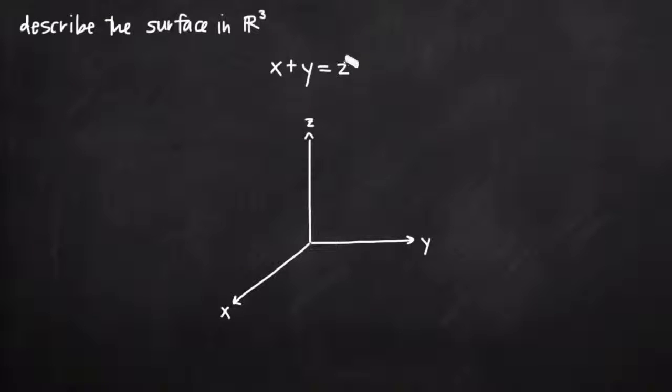In this particular video, we're going to be describing the region defined by the equation x + y = 2. The first thing we need to realize about this equation is that there's no z variable involved. We only have x and y. What that tells us right away is that this region will never intersect the z-axis.